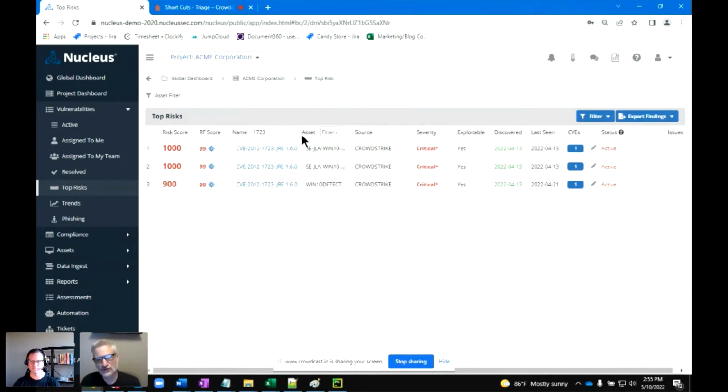And I search for it. And here we are. I said I had 4 of them. Yep, 3 of them in top risks. That 4th system, I happen to know it is internal, not in scope for compliance, not business critical, doesn't have sensitive data. So it did not score 900 in here.